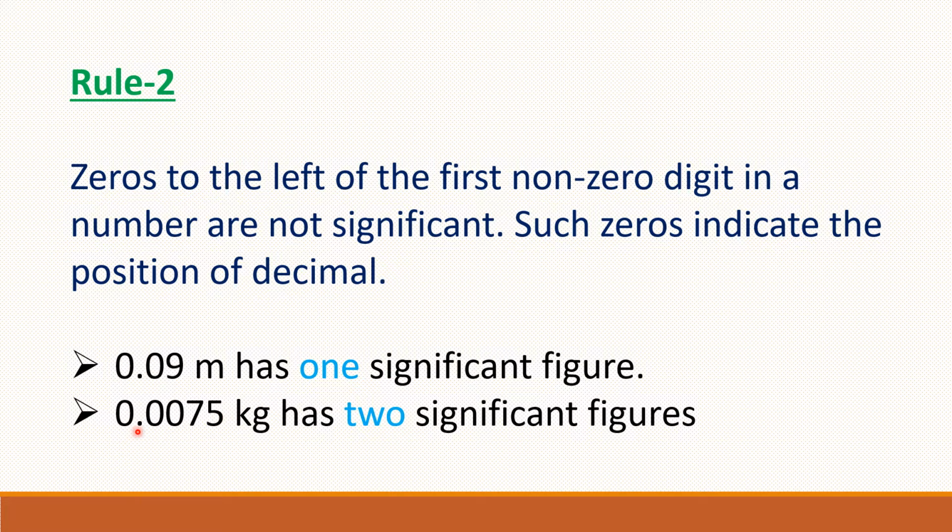In the next example, 0.0075 kgs. See here, 7 and 5. These two are non-zero digits. Here, there are 3 zeros to the left of the non-zero digits. So, all these 3 zeros are not significant. Finally, there are only two significant figures for 0.0075 kg.